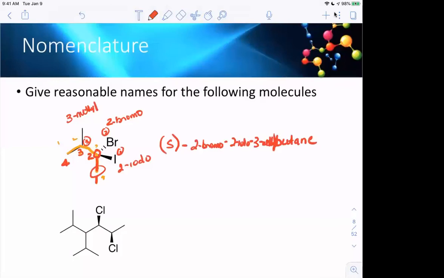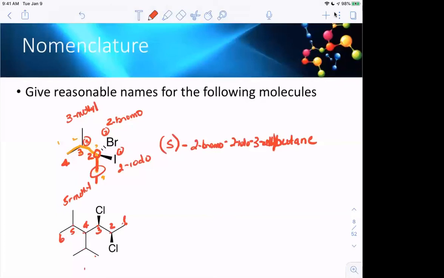And yes, that would be S. All right, so here I'm going to do 1, 2, 3, 4, 5, 6. 1, 2, 3, 4, 5, 6. I am going to either have a methyl, an isopropyl, and 2 chloros in either way, because that isopropyl is equivalent. So I'm going to number to give the chloro the lowest number. So what I have is a 5 methyl.